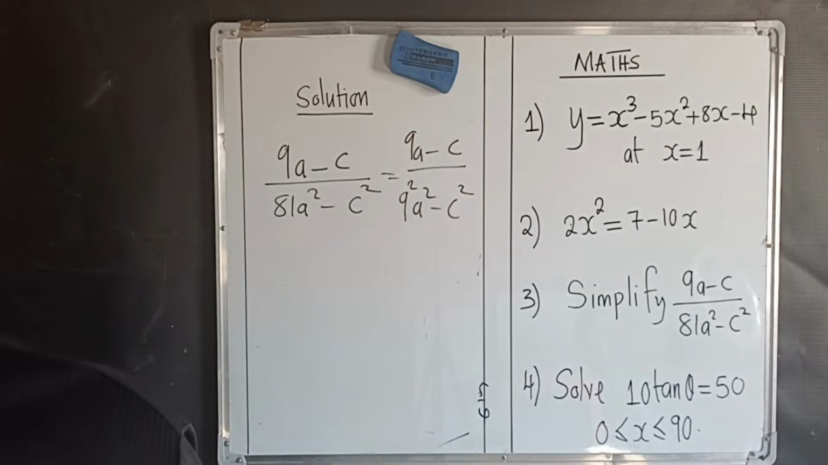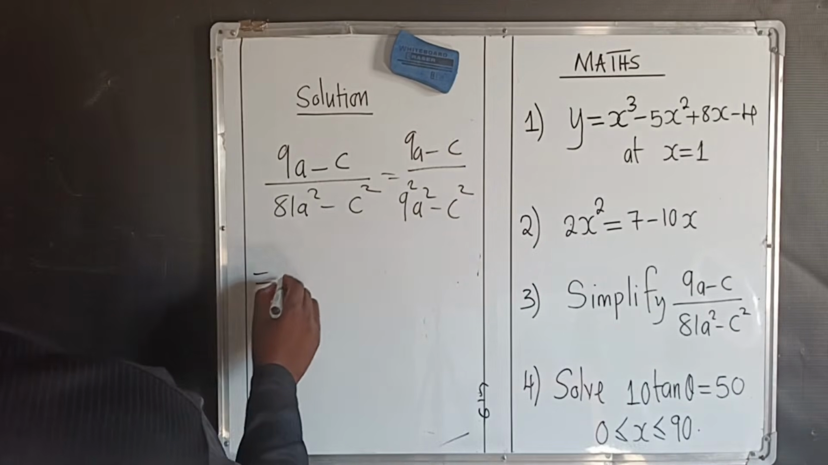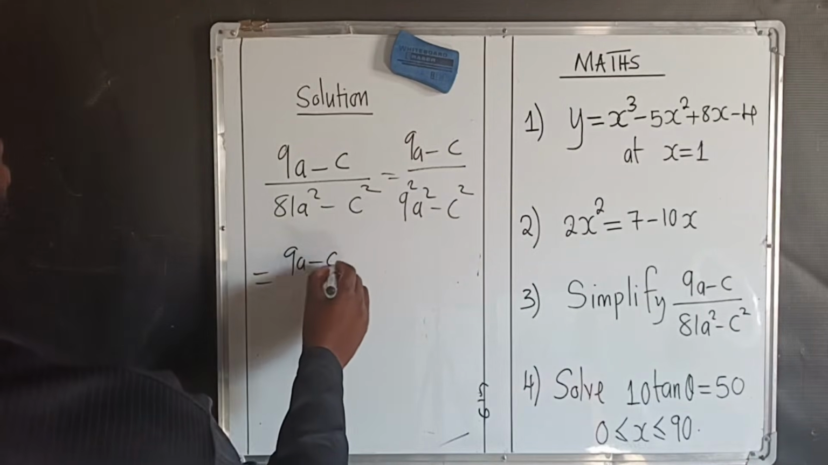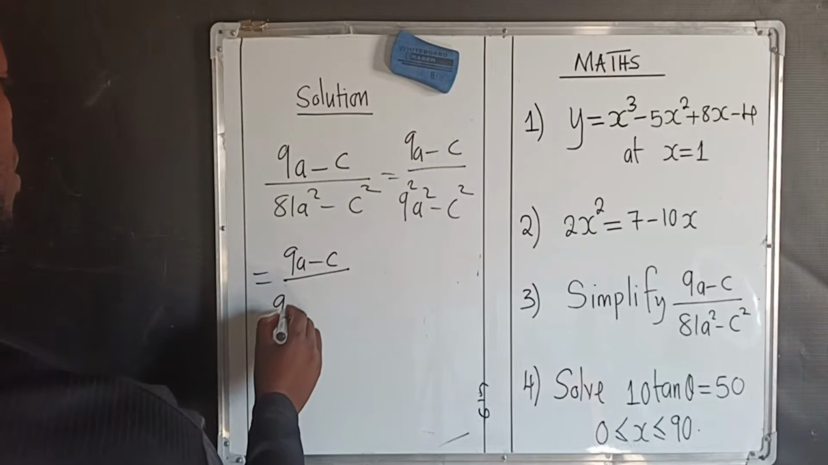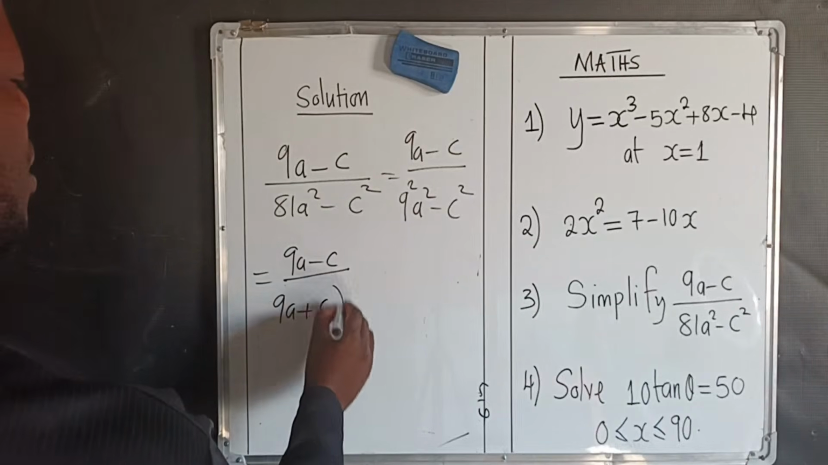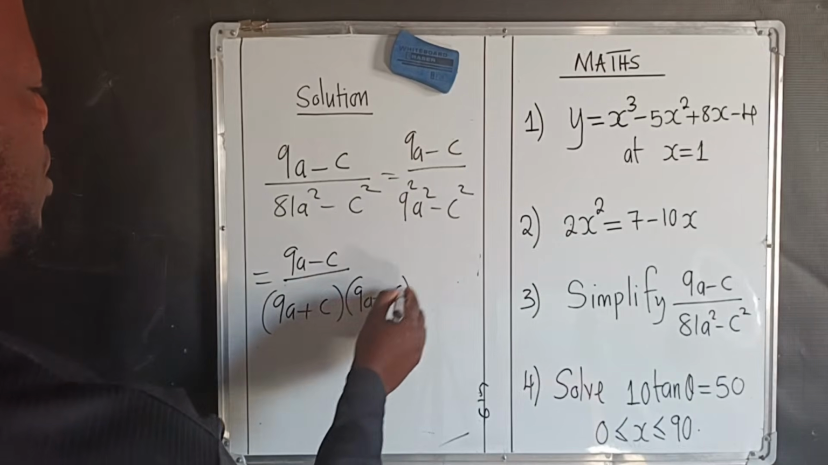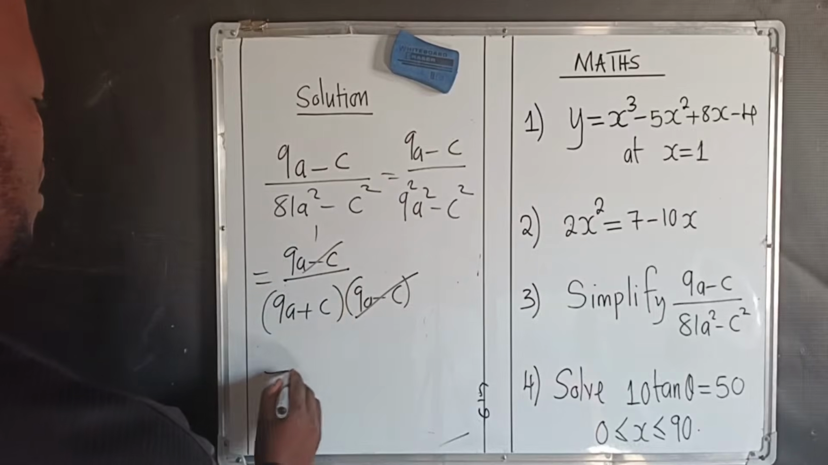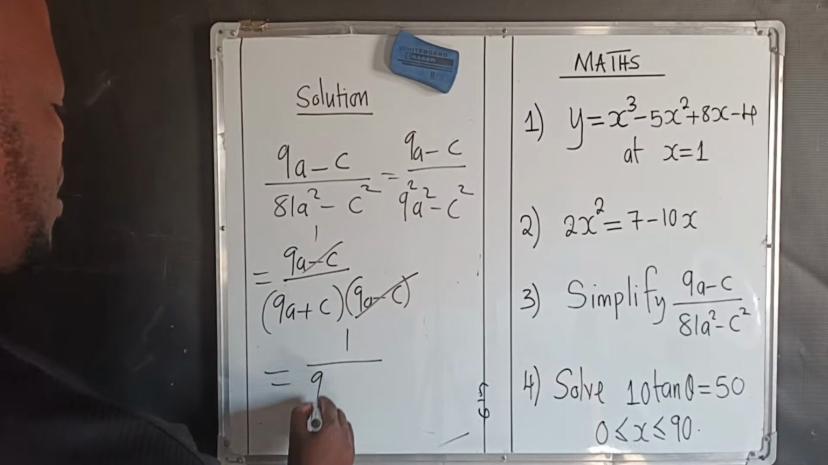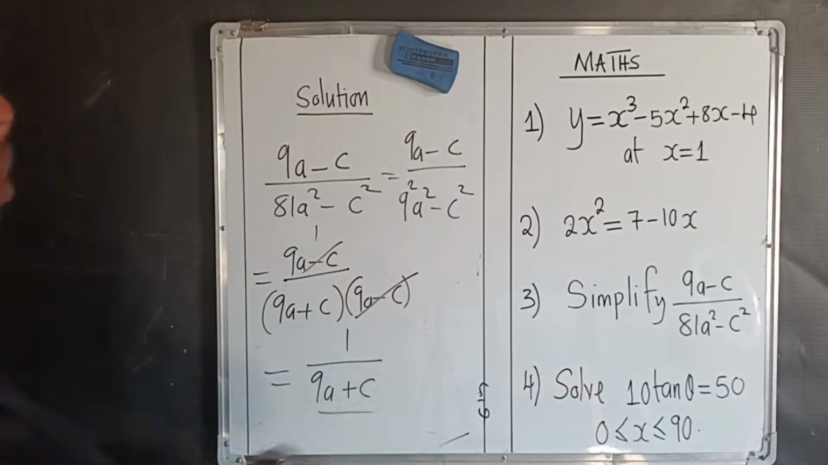If you don't know difference of two squares, the moment you see the power 2's, you copy what is on top, copy what is down here. This is difference of two squares, such that this and this is a 1. Our answer will be 1 over 9a plus c, like that.